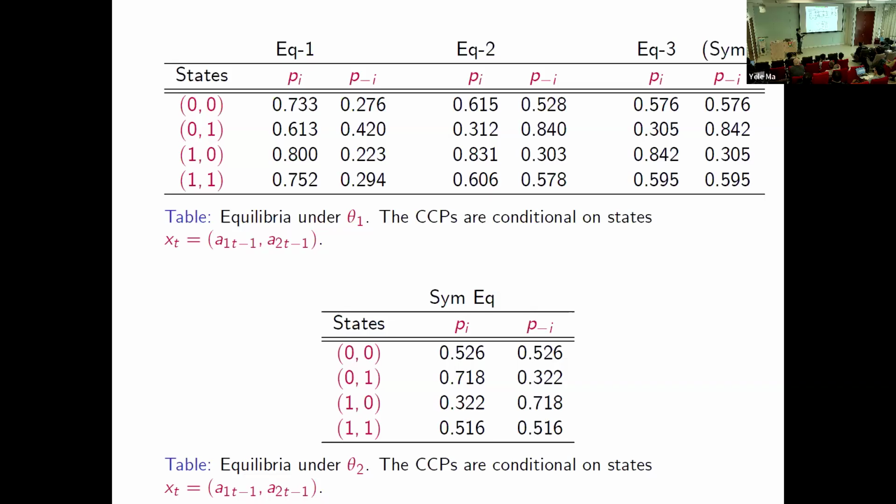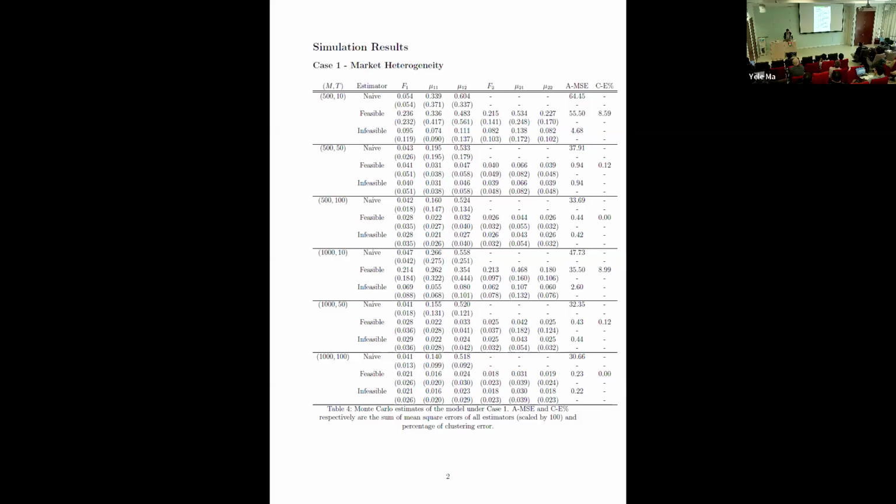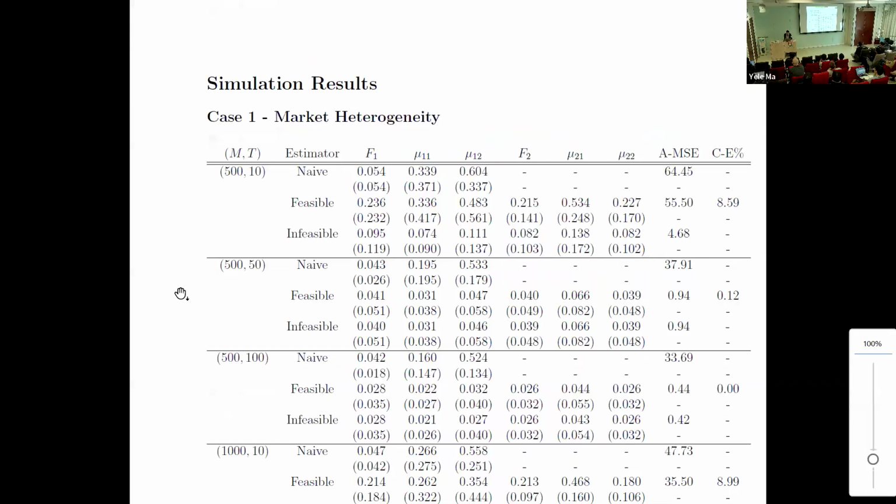And then we're going to get a worse estimator when we have both equilibrium 2 and equilibrium 3 together. We also look at another theta 2 that has a single equilibrium only. Okay, so let's see. I think you cannot see this very well.